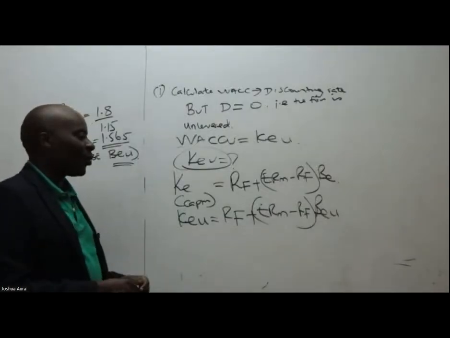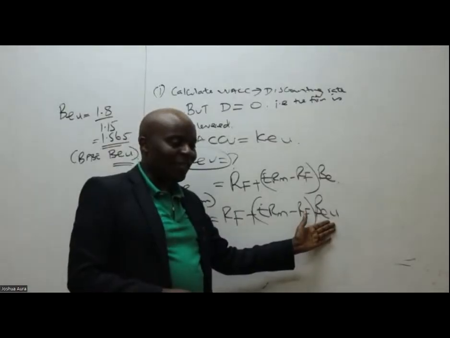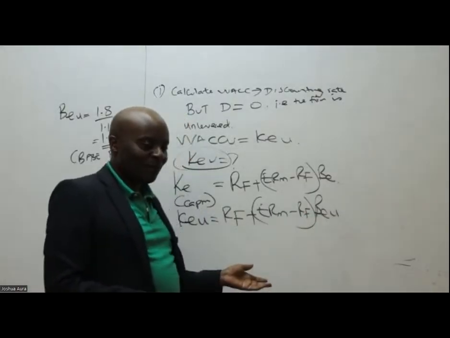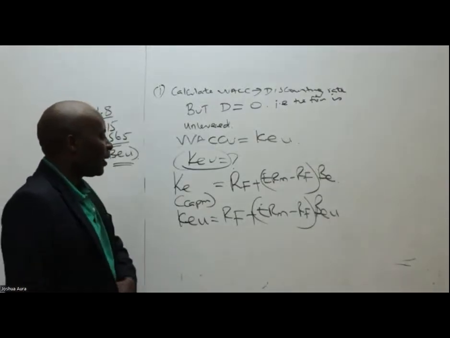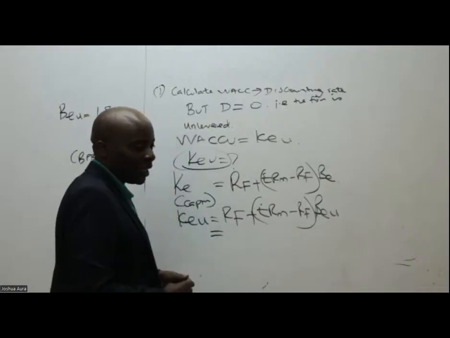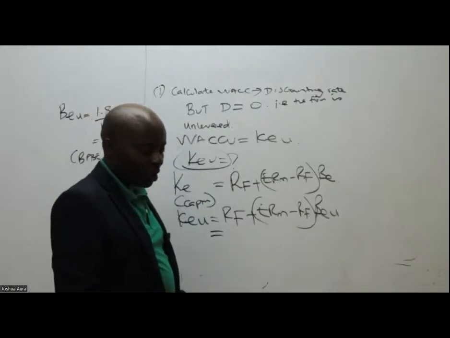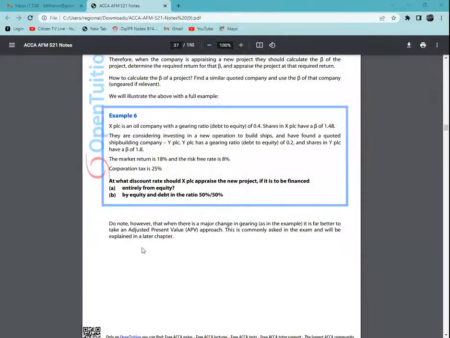So Q, I have to use BEU on the other side of the coin, the beta equity of the unlevered firm of the industry that I'm going into. So, ladies and gentlemen, has the examiner given me the risk-free rate of return?